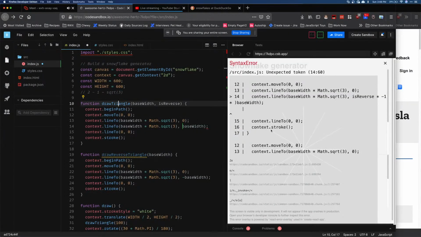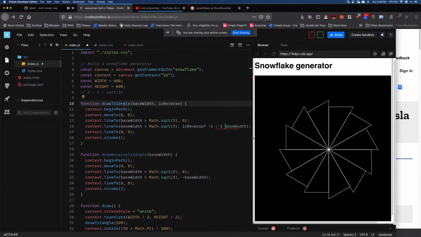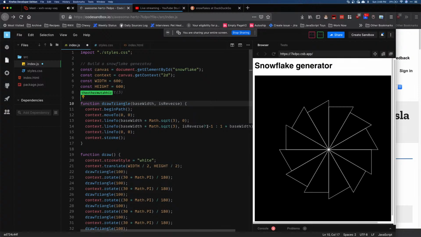Oh no, hold on, sorry. Is reverse, and then we say -1 or 1 and then multiply that. And then let's say reverse is false.